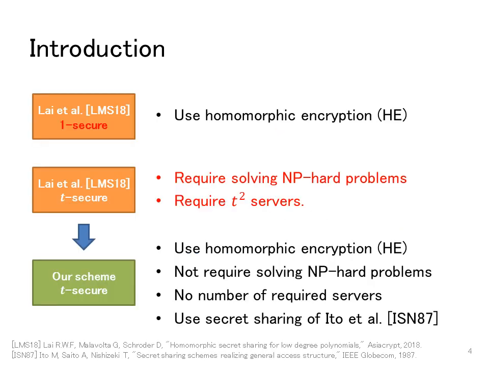In the previous work, Lai et al. proposed a homomorphic secret sharing scheme based on homomorphic encryption. However, it is only one-secure. This means any subsets of servers should not collude at all, including any pairs of servers, which is not a realistic situation. And moreover, in their suggested T-secure scheme, where at most T servers can collude, the scheme requires solving NP-hard problems and requires T-square servers.